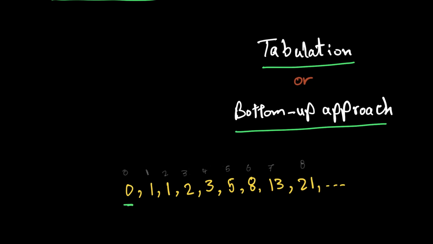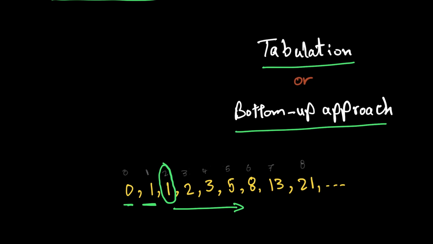Let's have a look again at the Fibonacci series. If we know that the first two numbers in the series are 0 and 1, now to get the Fibonacci of 2, which is the third number here, it is the sum of the previous two numbers. If we start a loop from here on and store the calculations in an array, as we did it with the memoization, this will be the tabulation solution.